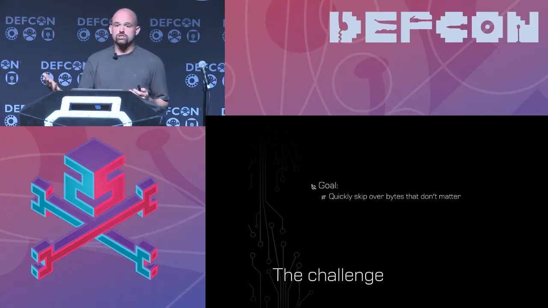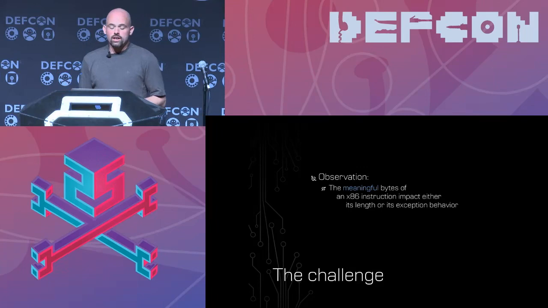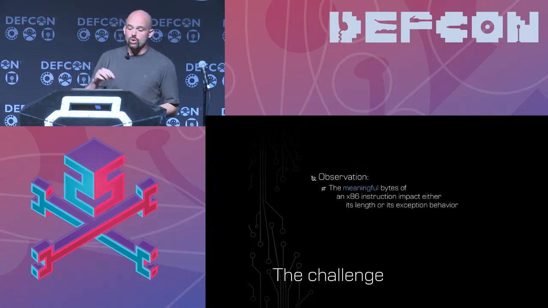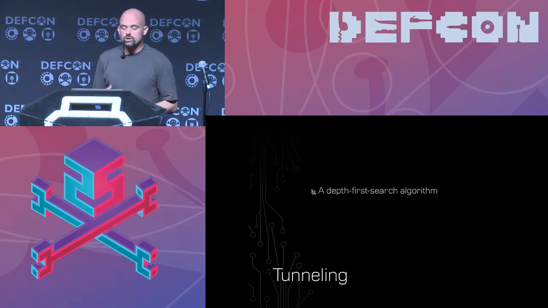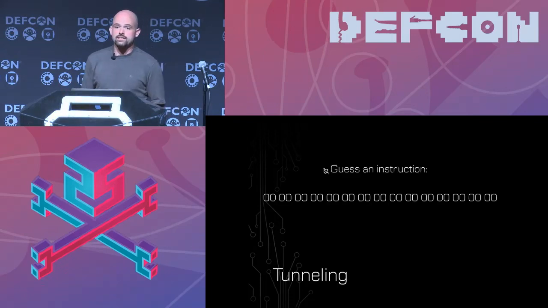We want to find a better way to search through this instruction set. Really, our goal is to find the bytes in the instruction that actually matter so that we can fuzz those and ignore all the bytes in the instruction that don't matter. So I want to throw out an observation here: the meaningful bytes in an x86 machine instruction impact either that instruction's length or its exception behavior. Basically, the meaningful bytes change something important about the instruction, and the bytes that don't matter don't change anything important. So I came up with this idea of a depth-first search algorithm that would let us search through all the reasonably distinct instructions inside of the x86 instruction set.